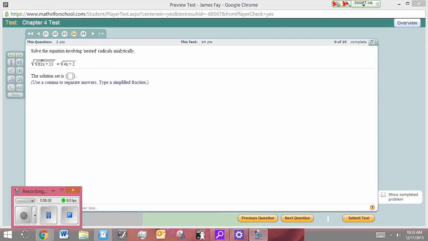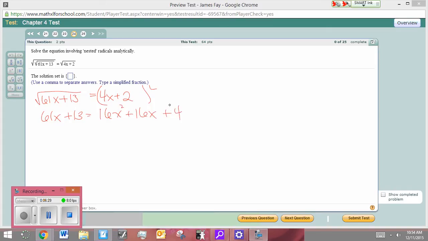This one here, you gotta get rid of this outside radical first. So I'm gonna square both sides. So when I square both sides, you get 61x plus 13 equals 4x plus 2. Now I still have this square root, so I need to square again. So 61x plus 13 equals square this side. So 16x squared plus 16x plus 4.